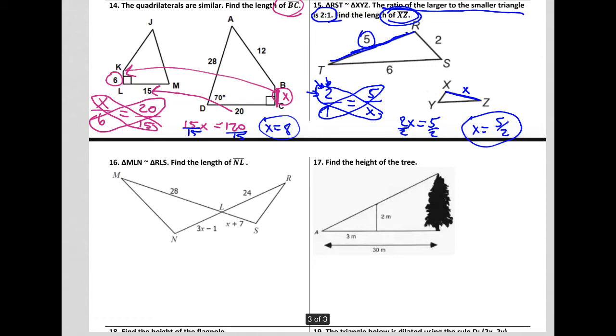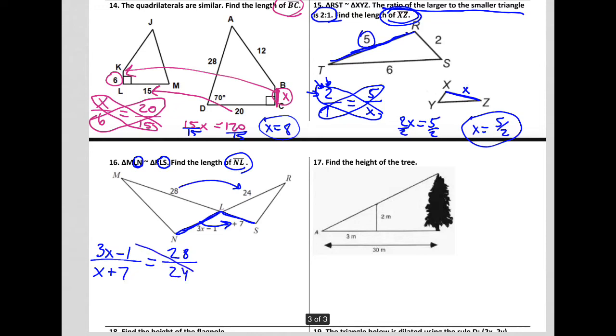Number 16, once again, you want to use your order. We're trying to find NL, which is this side. And if you look up here, NL, the last 2 letters, corresponds to LS, the last 2 letters. So those two should be corresponding when we set up our fraction. Notice it goes from left triangle to right triangle, so we need to go from left triangle to right triangle.